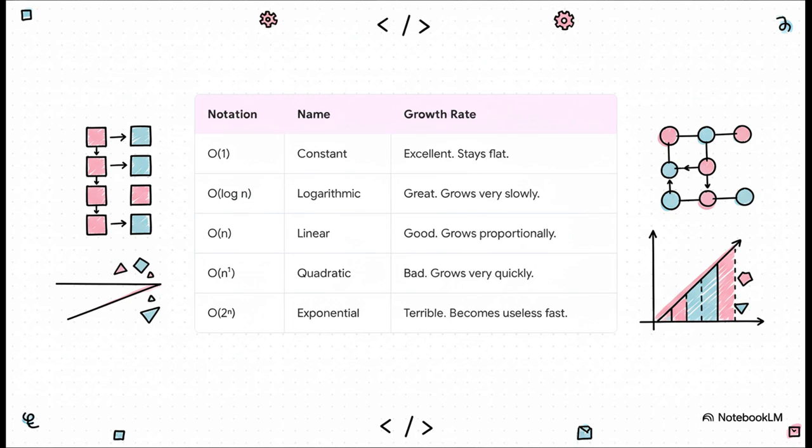Up at the very top, you've got O(1), or constant time. This is the dream, the absolute gold standard. It means an operation takes the same amount of time whether you have 10 items or 10 million. It stays flat. Then you have O(n), linear. This is pretty good and really common. You double the data, you roughly double the time. Totally fine. But then we start moving down the ladder to O(n²), quadratic. And this is where things start to get, well, pretty painful. You double the data and the time quadruples. And way down at the bottom, you've got exponential. That's basically a do not use sign for anything but the absolute tiniest amounts of data.